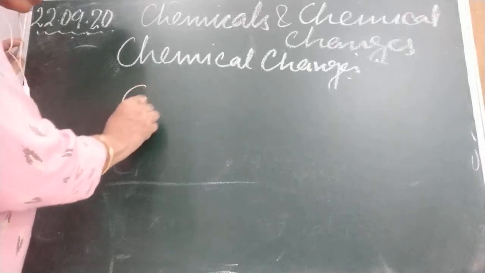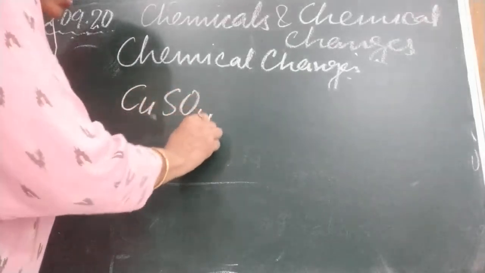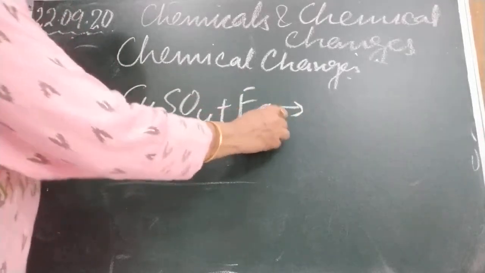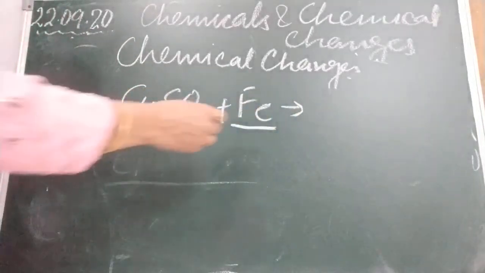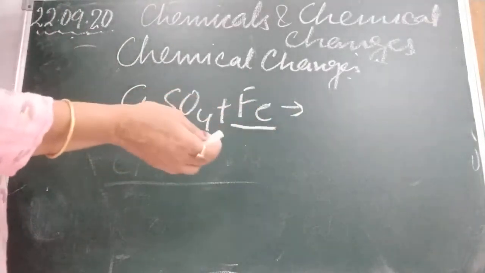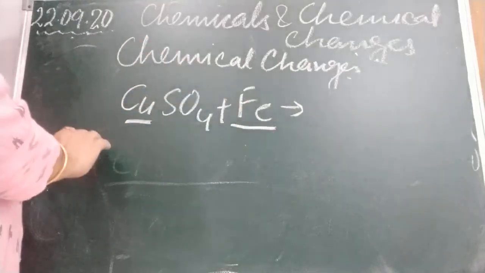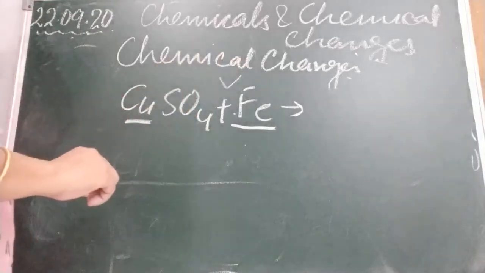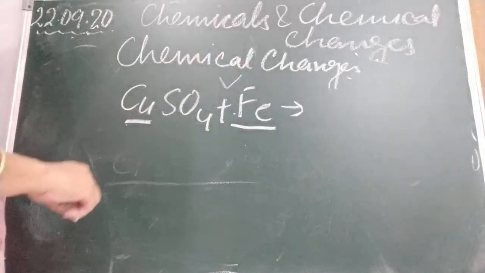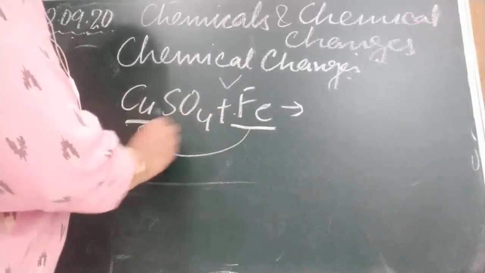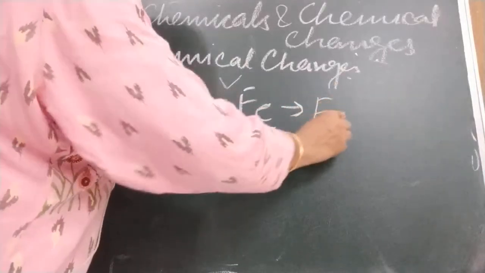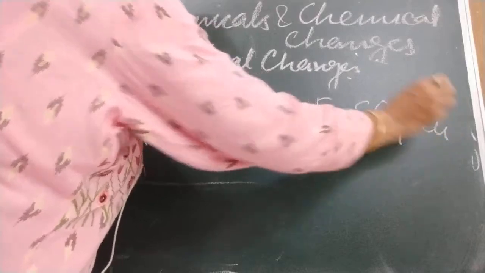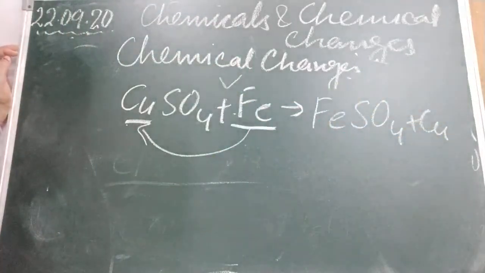Next reaction is copper sulfate plus iron. Here we see that this is a metal, this is a metal. The more reactive metal is going to replace the less reactive metal. So here iron is more reactive than copper, so it is going to replace it. Iron sulfate and copper will come out. Okay, so these are the reactions.